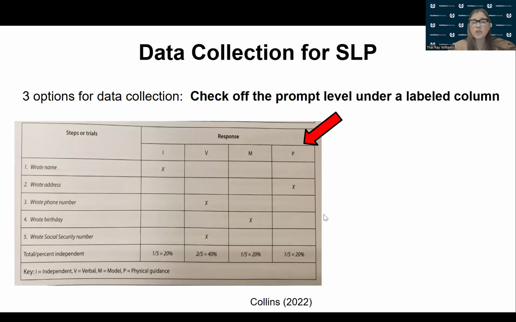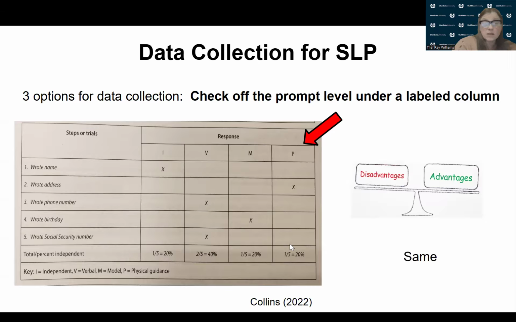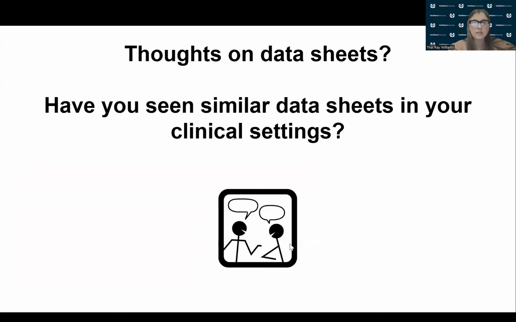Another one is that you would check off the prompting level under a labeled column. And so this one again, you can see independent, verbal, model, and then physical, and you're just checking it off, or in this case, they're doing X's underneath. So when we're thinking about advantages and disadvantages, very similar to ones we've discussed before, there's the data clutter. It's difficult to see. It's only 4 days of trials. It's very limited.